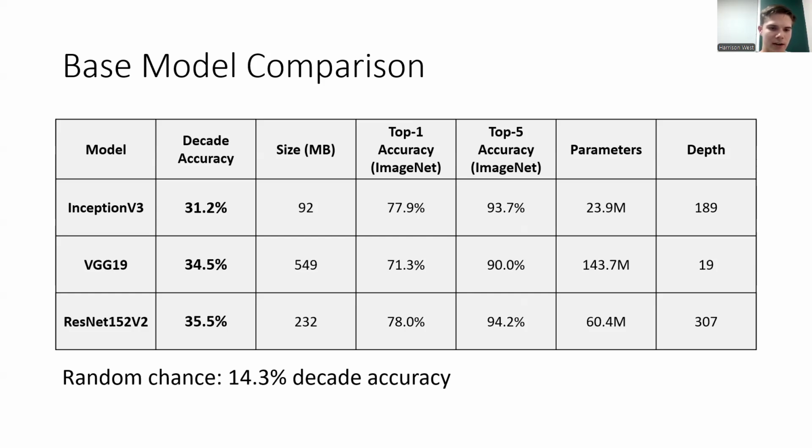So there's the decade accuracy. Inception v3 had a 31.2% decade accuracy, so it predicted the right decade 31.2% of the time. VGG19 did that 34.5% of the time, and ResNet 152 v2 did that 35.5% of the time. Random chance, we'd expect a 14.3% decade accuracy, so I'm pretty happy with that. Well over double what random chance would predict.